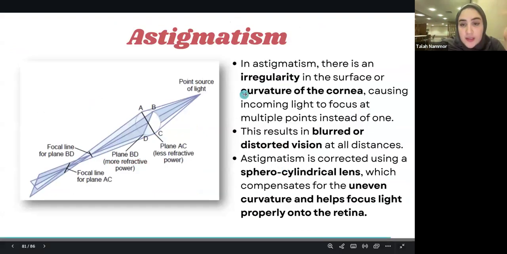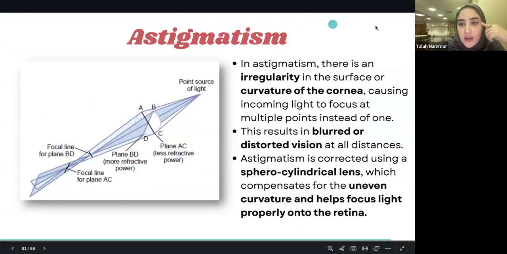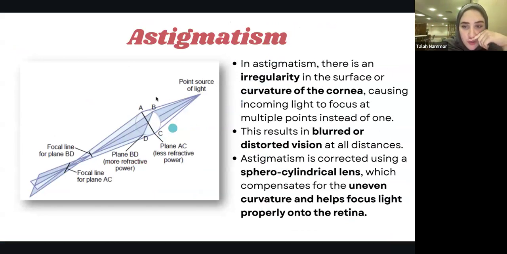And this is astigmatism. We mentioned it. What happens is we have an irregularity of the surface or curvature of the cornea, so we have multiple points, not just one. So the vision is distorted. That's why we put cylindrical lenses, and they help in fixing the curvature and focusing the light all onto the retina.